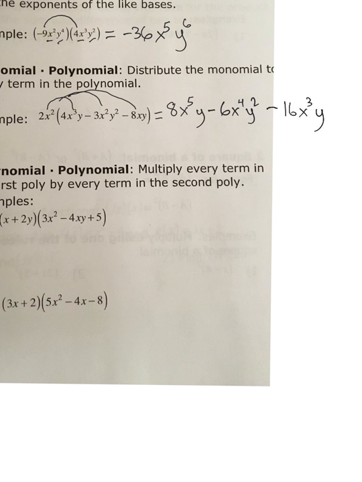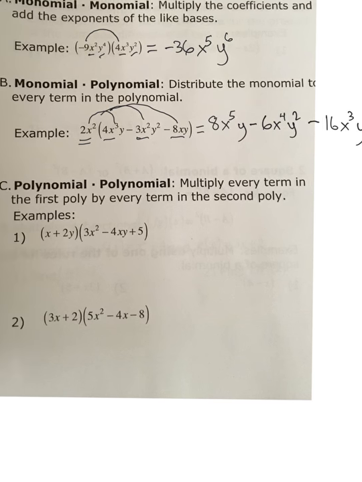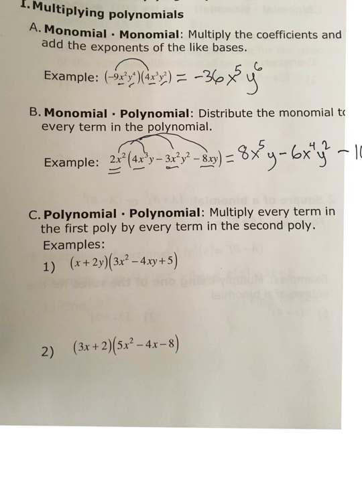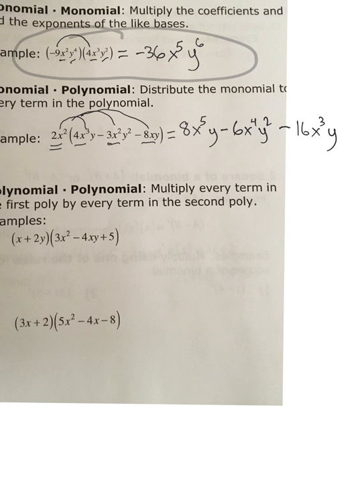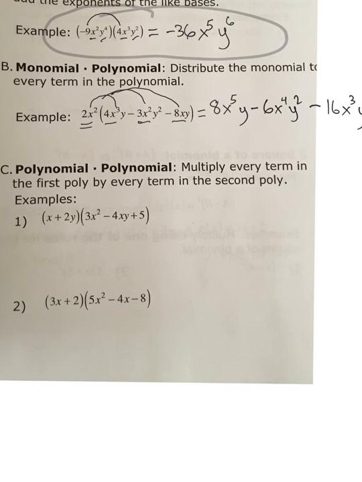Bam. 16x cubed y. So again, you're just multiplying this monomial on the outside times each term on the inside. So it got multiplied there, there, and there. So what this turned into, essentially, is basically 3 of these problems right here. All right. Let me move to the side. Some people are still copying. Questions on that example right there? No questions? All right. So far, so good.